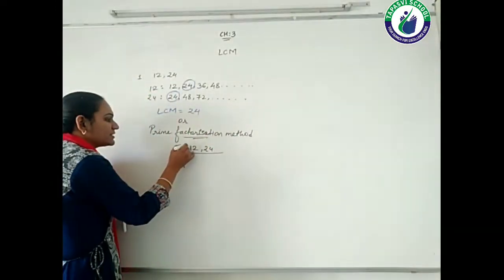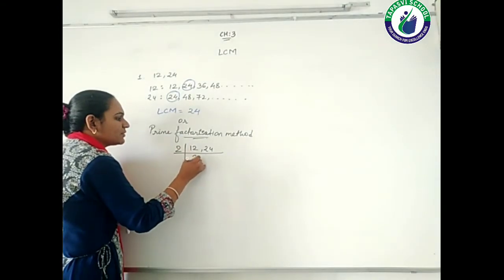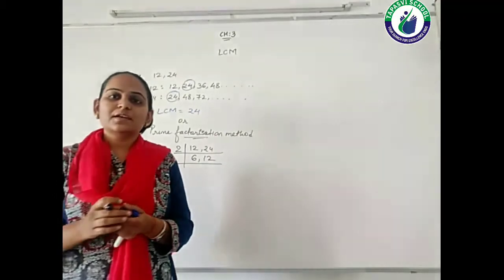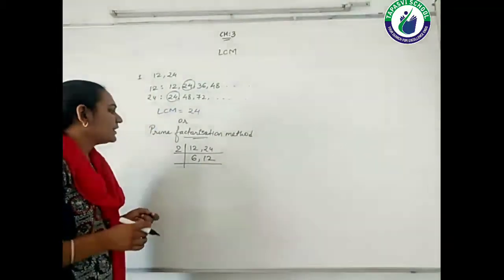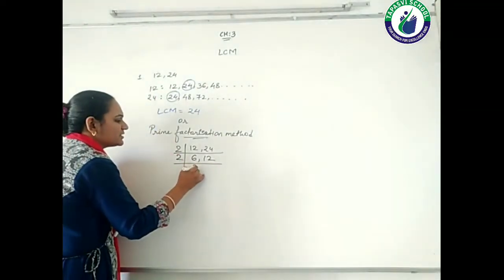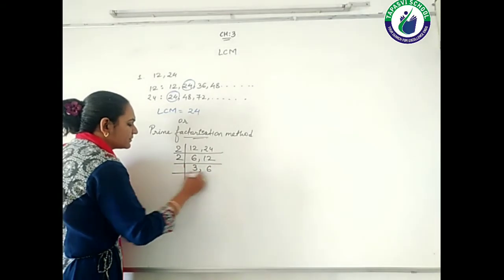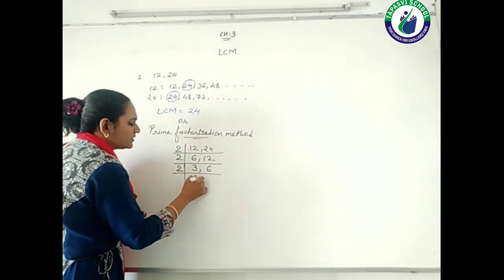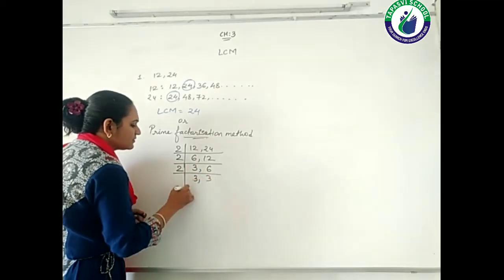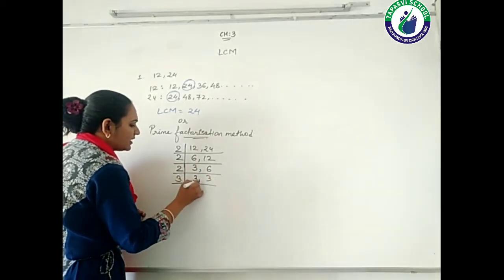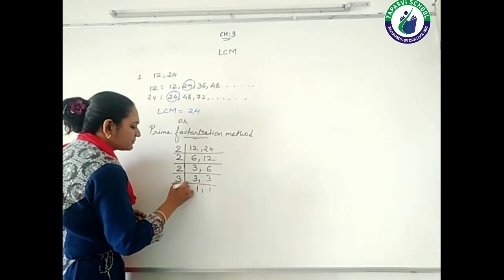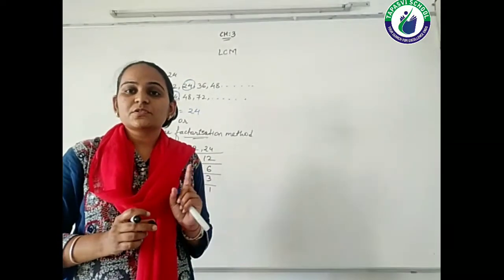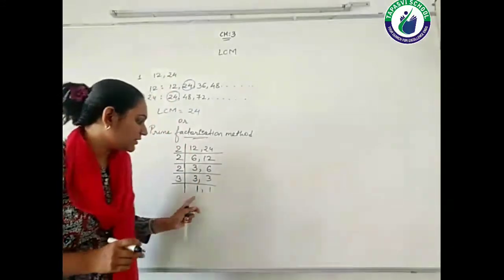So we'll start from the 2 table. 2 6s are 12 and 2 12s are 24. 2 6s are 12 and 2 12s are 24. Again it can be divided by 2, 2 3s are 6 and 2 6s are 12. Again it can be divided by 2, this 3 will remain as it is, 2 3s are 6 and 3 1s are 3. Now you have to do this process until you get 1 here.